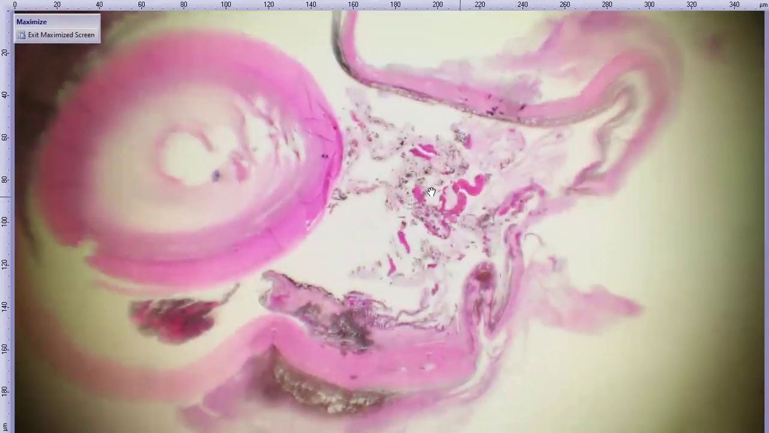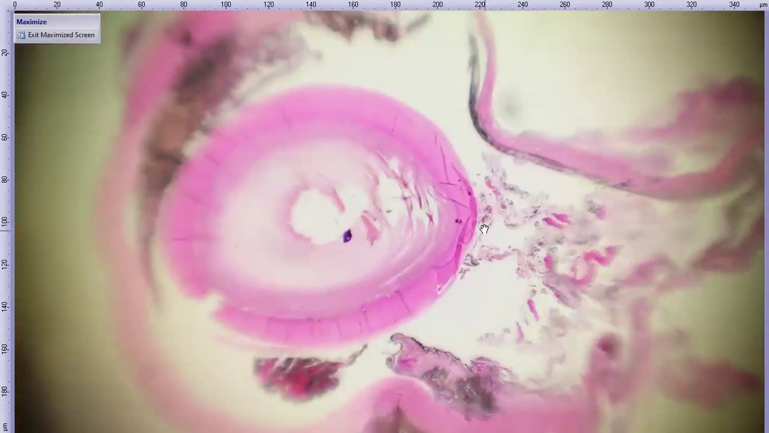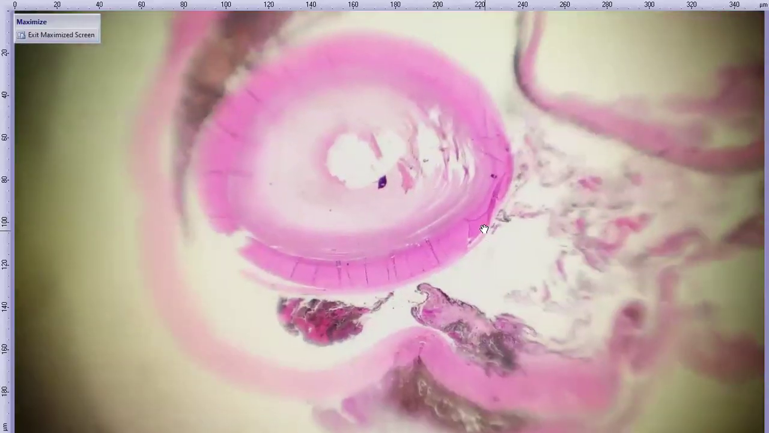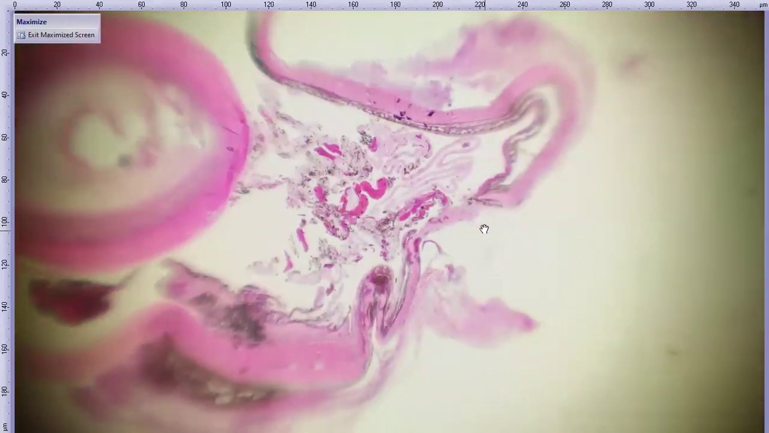The retina is detached kind of artifactually, and there's some hemorrhage and/or engorged vessels here. Lens is pretty unremarkable at this mag. So is the cornea. We did not sample the optic nerve in this section. I do have one more section or a couple more sections of the globe.